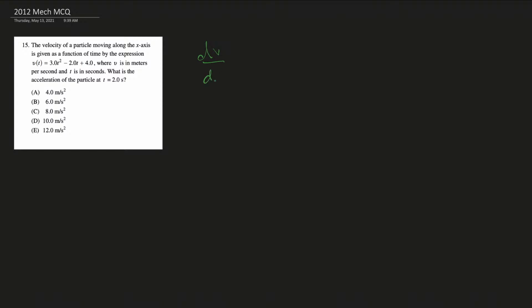Again, dv/dt, the derivative of velocity with respect to time, is equal to acceleration. So we just take the derivative of v of t, which gives us, with the power rule, that 2 comes down. 3 times 2 is 6t, minus 2. This is probably one of the easier questions on the test. At time t equals 2, we just plug it in. 6 times 2 is 12. 12 minus 2 is 10. So the object is going to have 10 meters per second squared of acceleration.